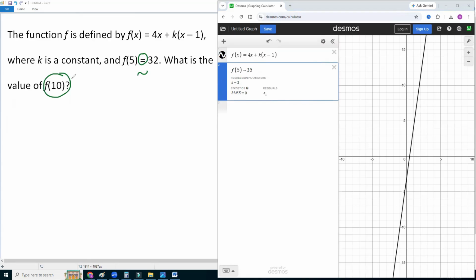Now, we can find the value of f(10). To get the value of f(10), we have to take this f(10) as input over here in Desmos. That is f(10). Here I got the value of f(10), that is 67.